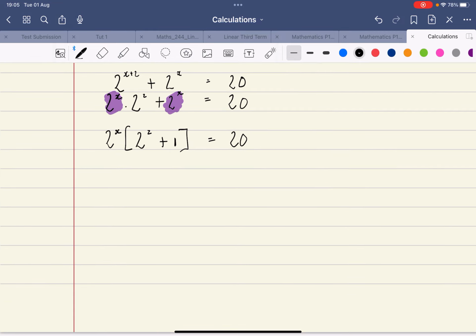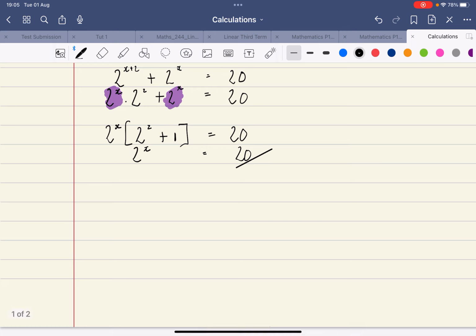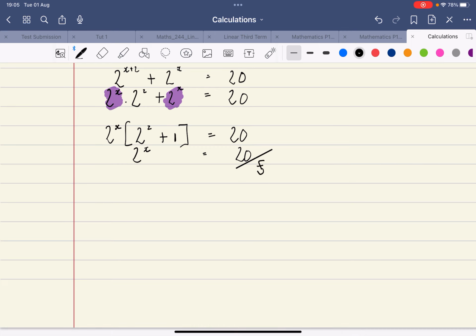And now we can get rid of this bracket over here by dividing throughout. So let's do that. 2 to the x will equal 20 divided by 2 to the 2 plus 1, and that equals 5. Simplify on both sides, and we come to 4.